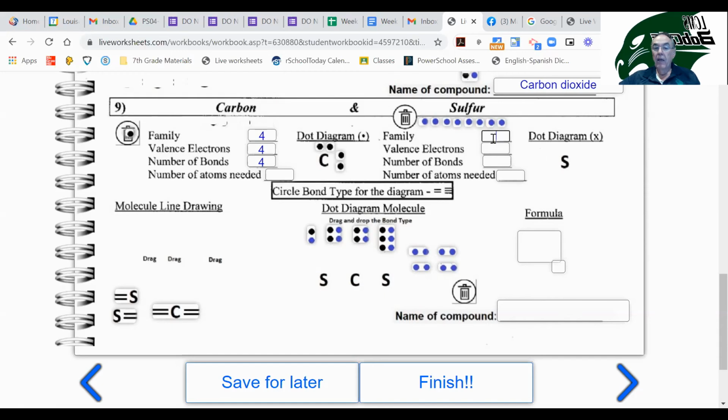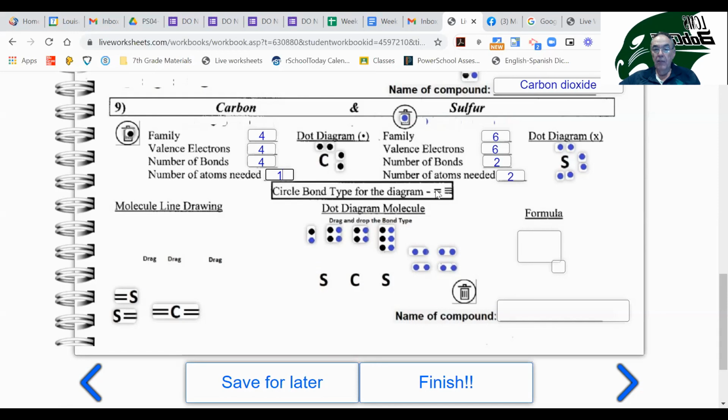Now we look, sulfur is in family 6. It has 6 valence electrons. It needs to make 2 bonds because its oxidation number is 2. So we're going to put the 6 dots on the dot diagram. We're going to throw these 2 electrons that we're not using into the trash. Again, we could take the 4 and put it here, and the 2 and put it here, but we could simplify that. So 2 and 1.